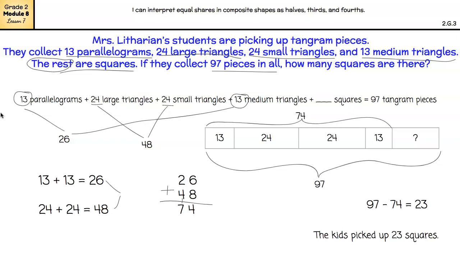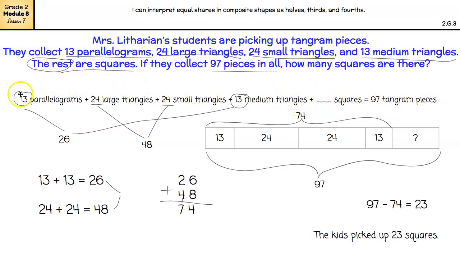You'll notice that in our problem, the students collected 13 parallelograms, 24 large triangles, 24 small triangles, 13 medium triangles, and the rest were squares. So, setting that up as a number sentence, we have 13 parallelograms plus 24 large triangles plus 24 small triangles plus 13 medium triangles plus some number of squares that we don't know, which is equal to the 97 pieces they collected in all.